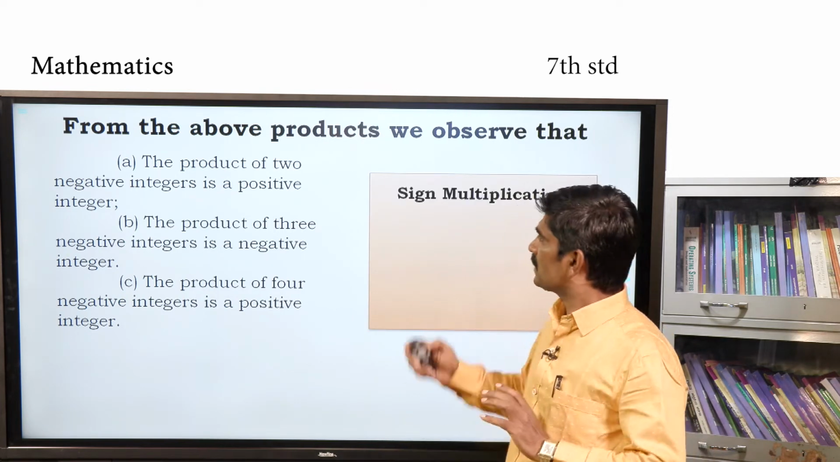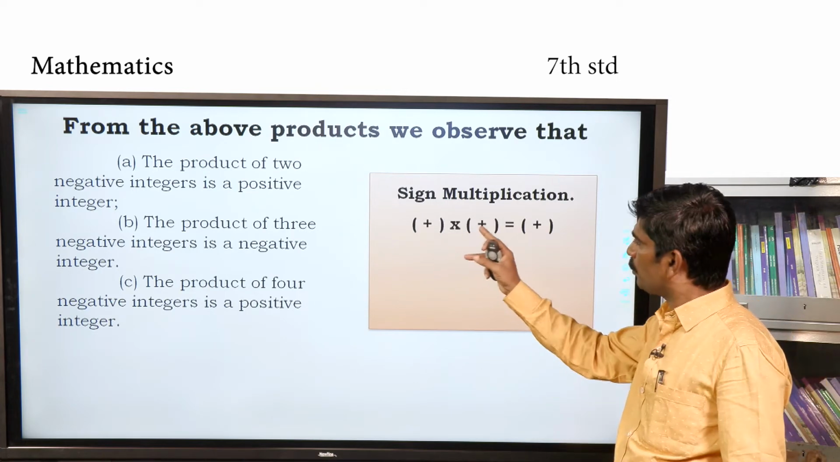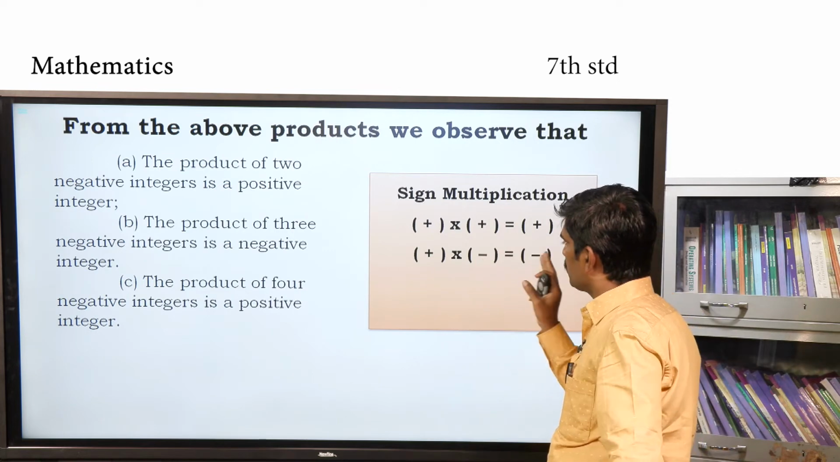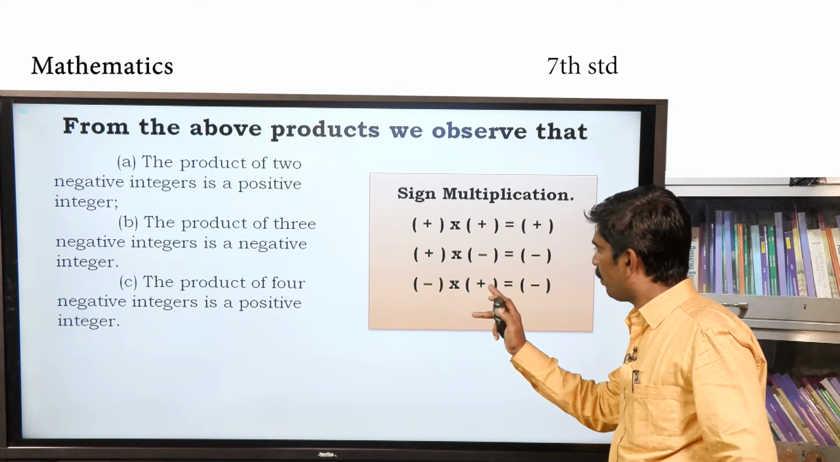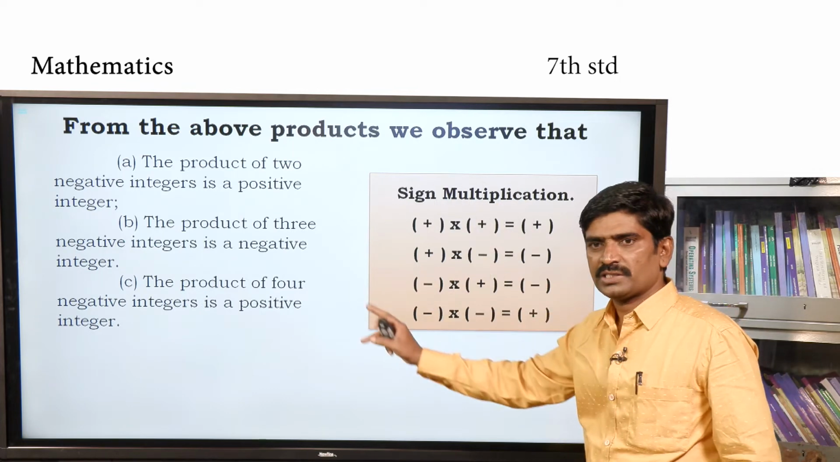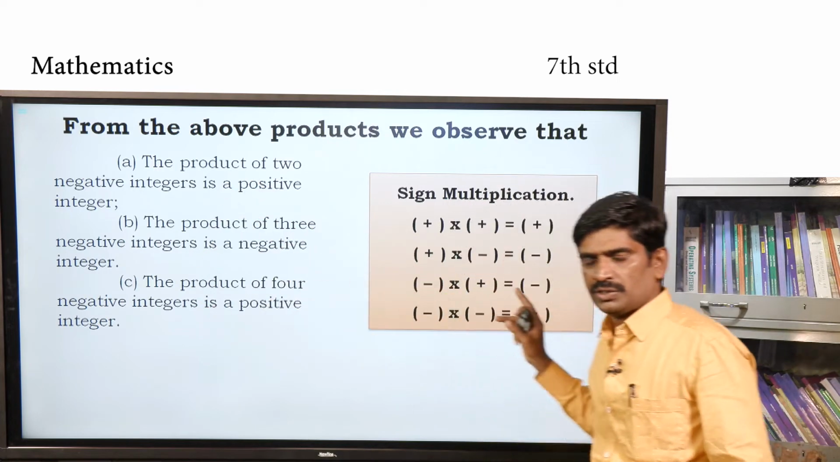Symbolically, the sign multiplication, we know plus into plus is plus, plus into minus is minus, minus into plus is minus, minus into minus is plus. This is very important, sign multiplication. We observe this very carefully.